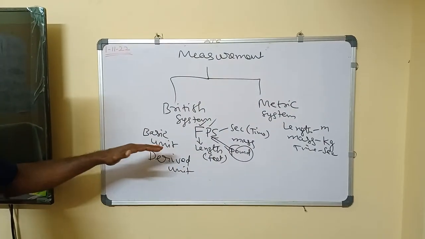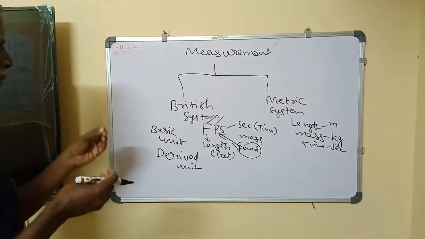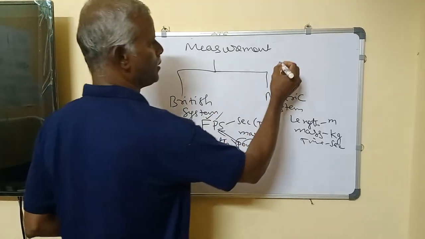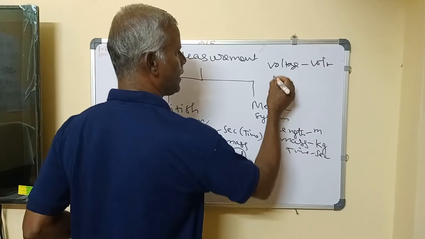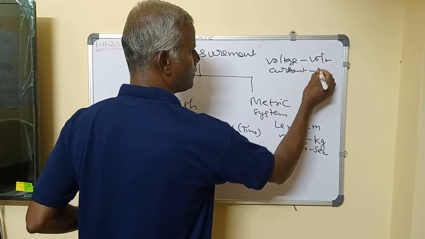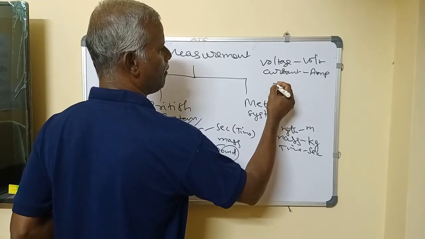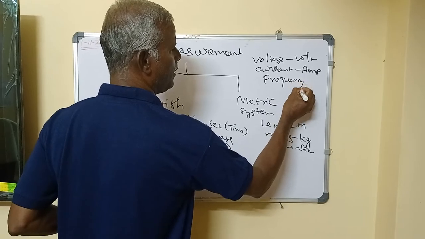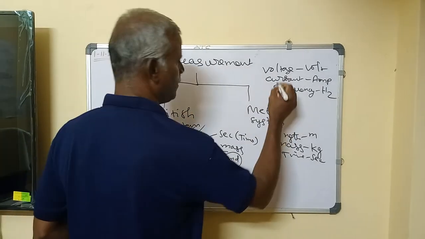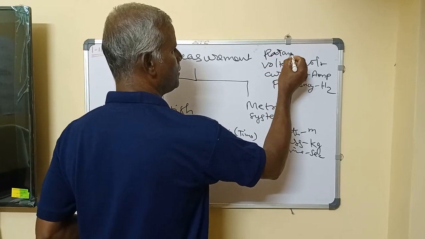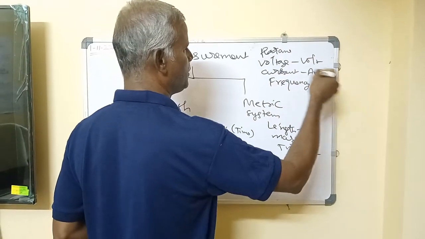These fundamental basic units are used in mechanical work. You may also know some fundamental basic units for the electrical system: voltage, which is volt; current, which is ampere; and frequency, which is hertz. These are all parameters, and these are the units for the parameters: voltage, current, frequency, length, mass, time.